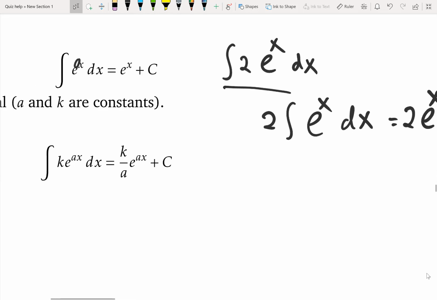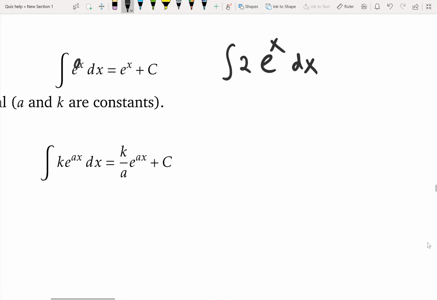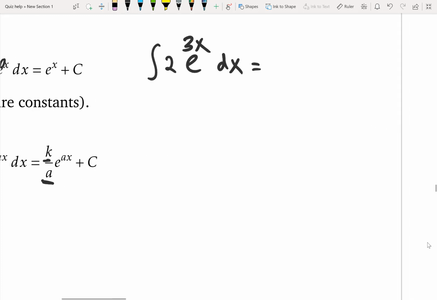Now how about if we have a constant a? Let's say a is 3. What can we do about this? According to the rule, that k comes outside, but you divide by a. That's what the rule says. So the integral of this one is supposed to be 2e to the 3x, over 3. So what you do for that a is you divide by that a. That is what this rule says.